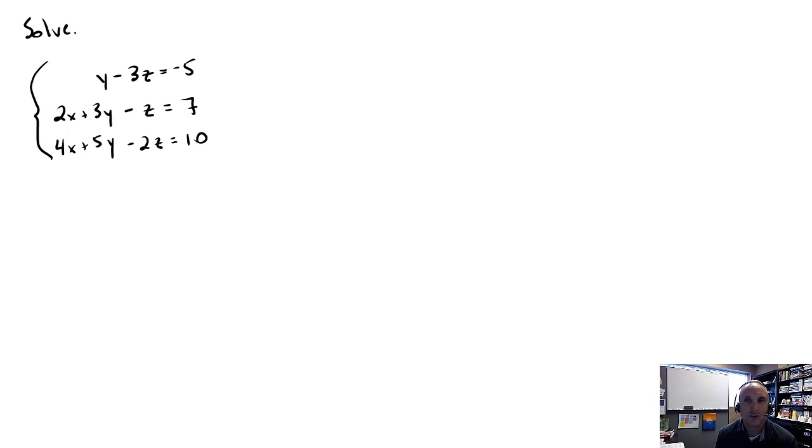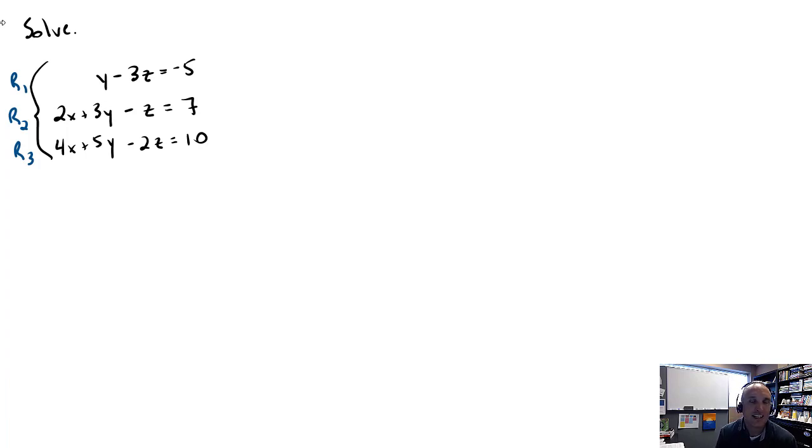Okay, let's do a third example. Row 1 is y minus 3z equals negative 5. Row 2 is 2x plus 3y minus z equals 7. And row 3 is 4x plus 5y minus 2z equals 10.